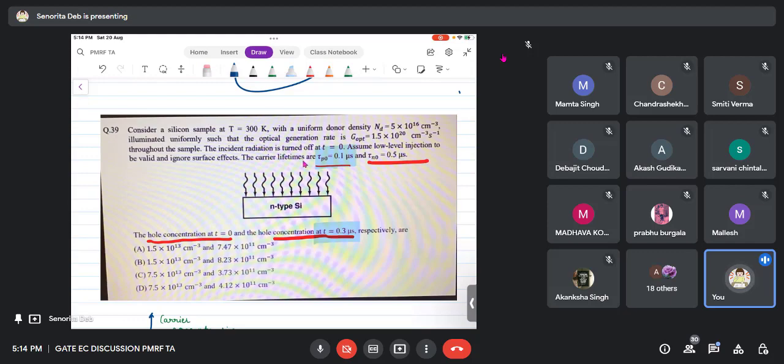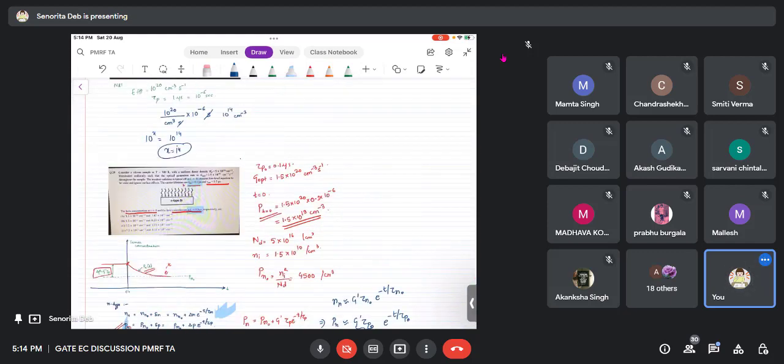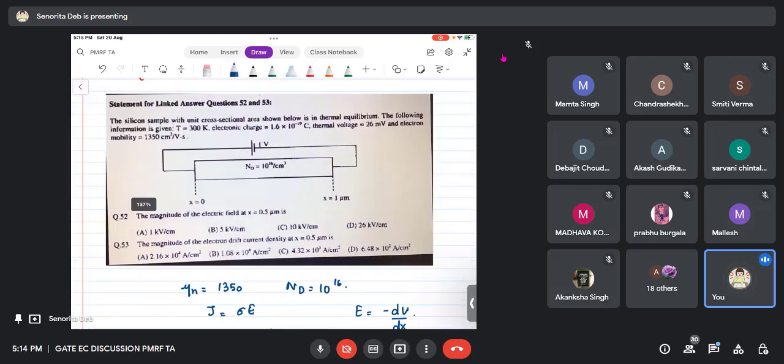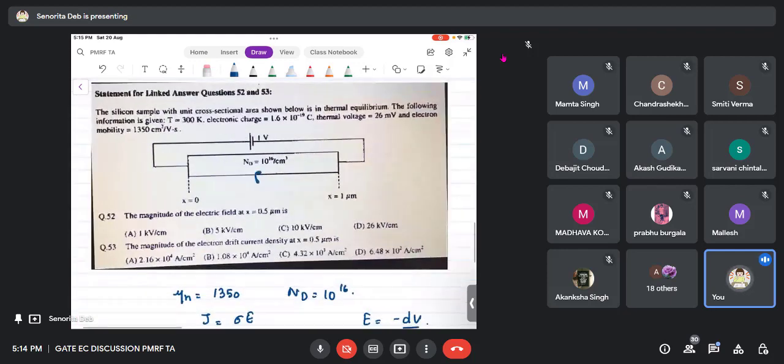So this was the second question that Chandrasekhar had asked me. I am moving over to the third question, which was a 2010 question, and it is a very simple question. Basically, they have shown you the voltage that they have applied to a semiconductor, and they have shown that the ND value is 10 to the power 16 in this semiconductor, and your electron mobility is 1350.